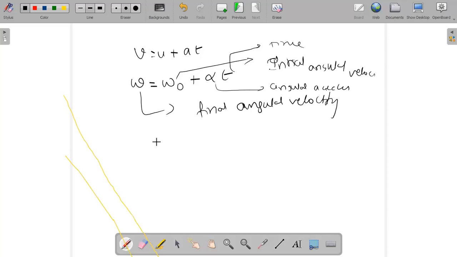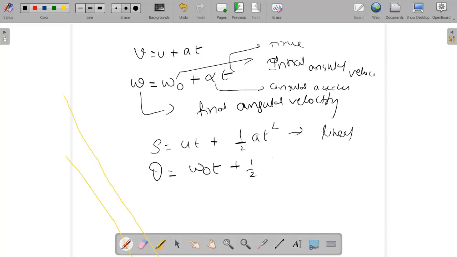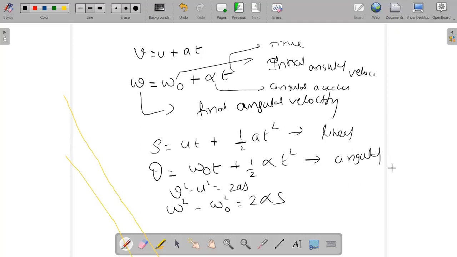First equation is this one. Second, we have S is equal to ut plus half at square. This is for linear. Now for angular, it will become theta is equal to omega naught t plus half alpha t square. Next is v square minus u square is equal to 2as. Here it will be omega square minus omega naught square is equal to 2 alpha theta.